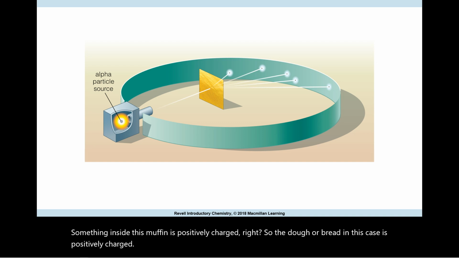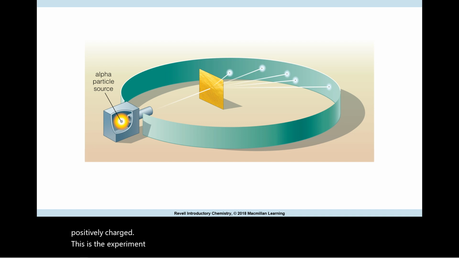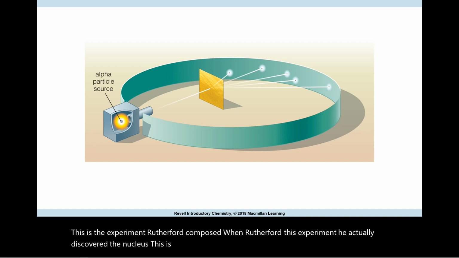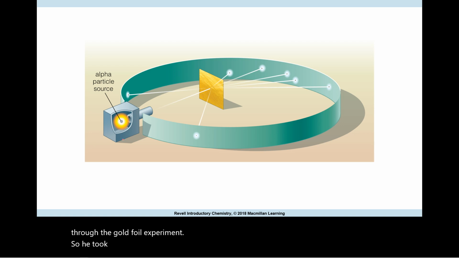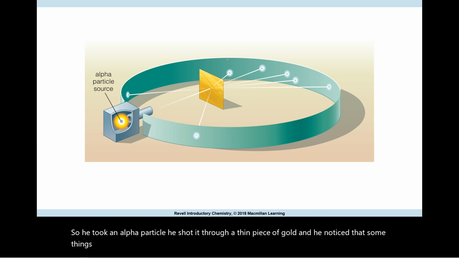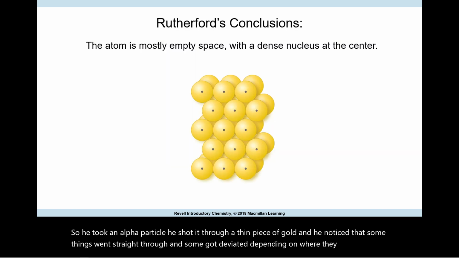Okay, this is the experiment Rutherford composed. When Rutherford did this experiment, he actually discovered the nucleus. This is called the gold foil experiment. And he discovered the nucleus through the gold foil experiment. So he took an alpha particle, he shot it through a thin piece of gold, and he noticed that some things went straight through and some got deviated depending on where the laser hit.